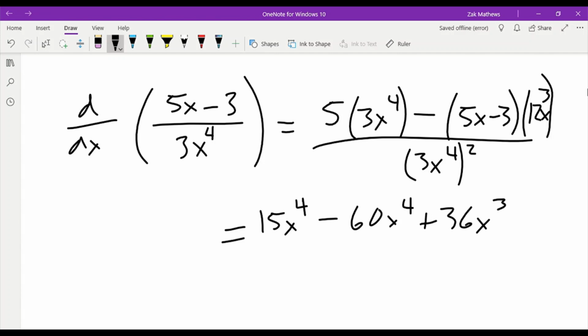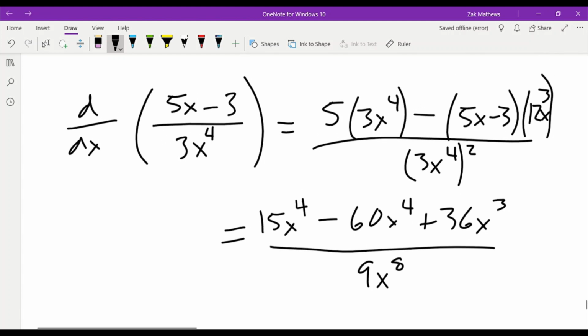So we not only have to remember to distribute the 12x to the third, but I'm distributing the negative at the same time. If it helps you to move that around first, you can, doing it all at the same time. Then on the bottom, I have not only an x to the fourth squared, but I also have the 3 squared, which gives me 9. X to the fourth squared will be x to the eighth. Remember, you just multiply those exponents.